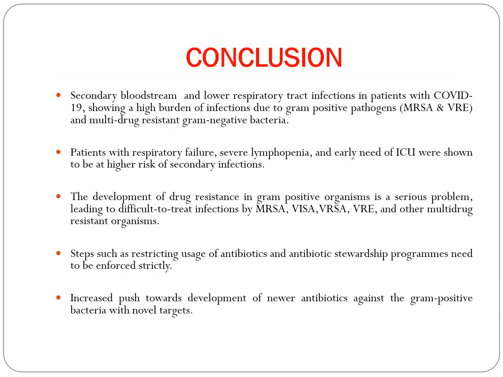JAMA 2017 publication for the details of the steps of diagnostic stewardship. So in conclusion, secondary bloodstream infections and lower respiratory infections in patients with COVID showed a high degree of infection due to gram-positive pathogens such as MRSA and VRE during the COVID pandemic. Patients with respiratory failure, severe lymphopenia, and early need of ICU were shown to be at high risk of secondary infection. The development of drug resistance in gram-positive organisms is a serious problem; MRSA, VISA, VRSA, VRE is alarming.